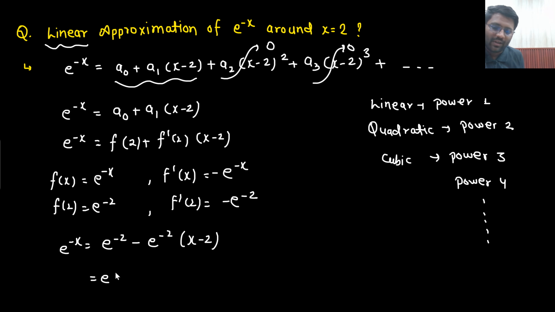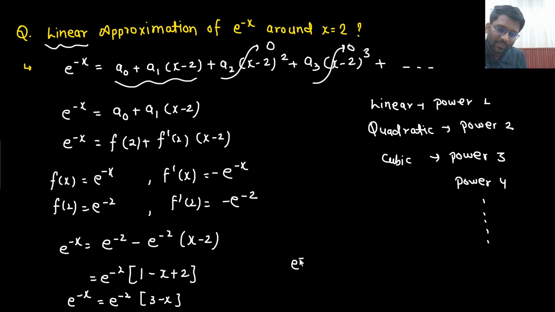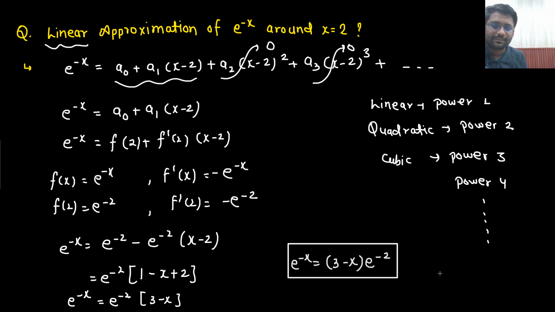Understandable? Now you take e to the power minus 2 common. So what will I be left with? 1 minus (x minus 2), so this will become 1 minus x plus 2. So what is the answer you are getting? e to the power minus 2 times (3 minus x). This is the answer you are getting for e to the power minus x: 3 minus x multiplied by e to the power minus 2. That's the answer you are getting.